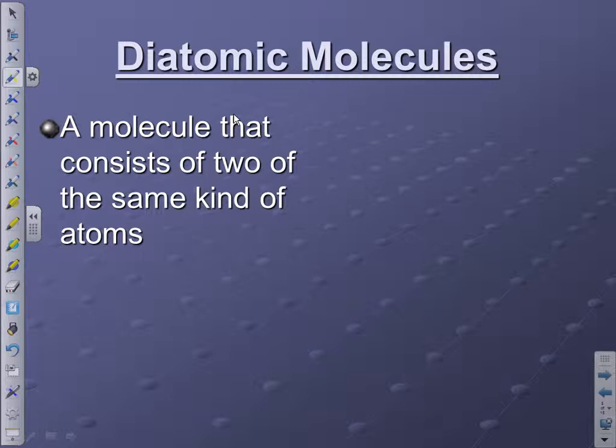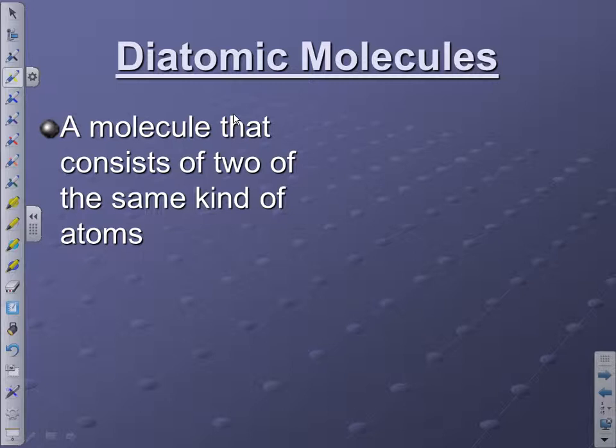A diatomic molecule, by definition, is a molecule that consists of 2 of the same kind of atoms. So, Catherine, this isn't the question I was going to ask you. I'm going to ask you a different question, okay? If chlorine forms a diatomic molecule, what other elements do you think might form diatomic molecules? Anything in any halogen. Any other halogen, right? So that takes us to fluorine, chlorine, bromine, and iodine. Okay? They all form diatomic molecules.